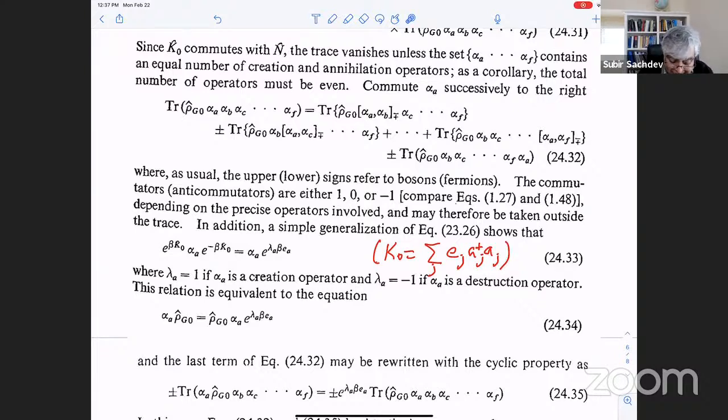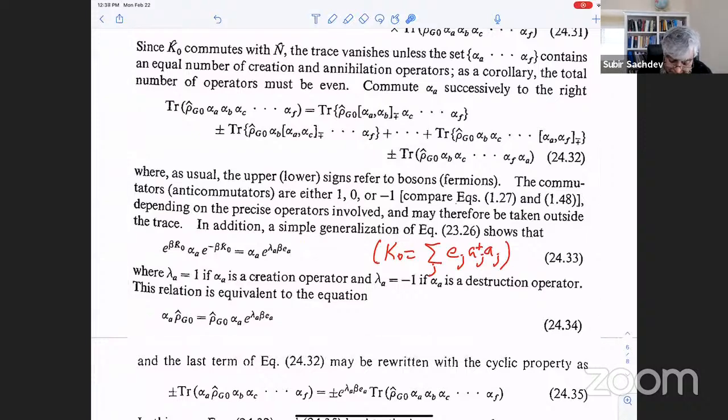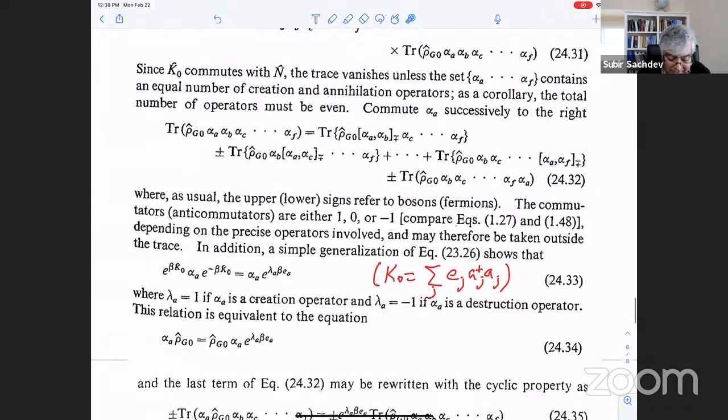Okay, so that's great. So you can use this relationship here to commute the alpha A through the rho G zero. So when you do this, the last term here becomes, when you take this operator, which is now before the rho G zero, and put it back here, you're going to pick up this factor. But then you're going to get back what you had in the beginning, this object. So now that's great. We can take it over to the left-hand side.